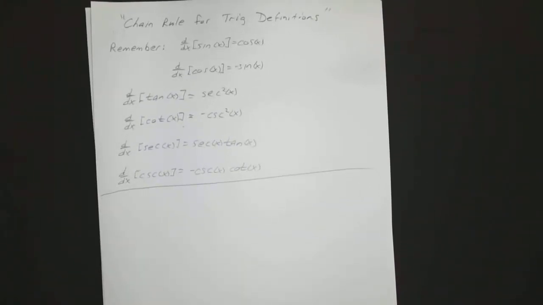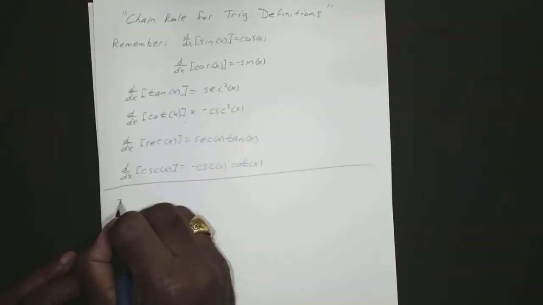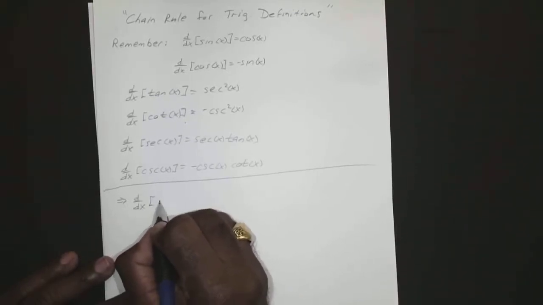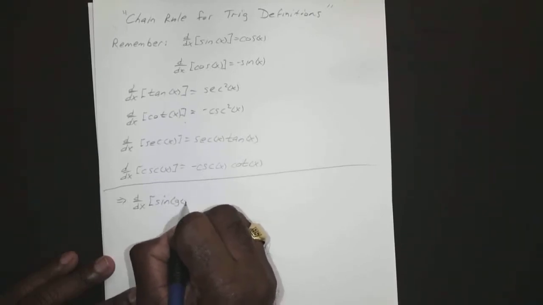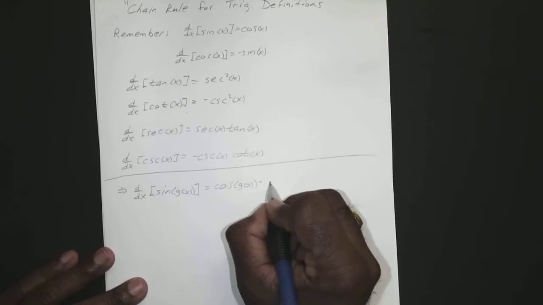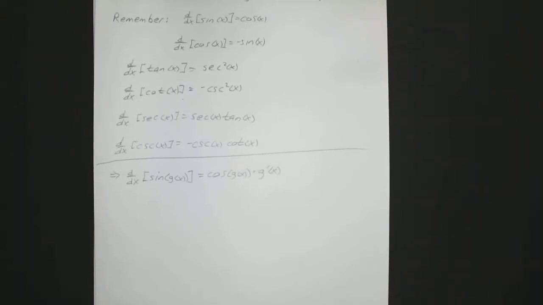Okay, so let's say instead of some x in there, you have some function of x: x squared plus 2, 3x to the third plus 5x plus 4, any function of x. Let's say you have the derivative of sine of g of x. That's just going to equal cosine of g of x times the derivative of what's inside. And the rest of them are just like that. It's the exact same rule, but you're just going to multiply it by the derivative of whatever's inside.